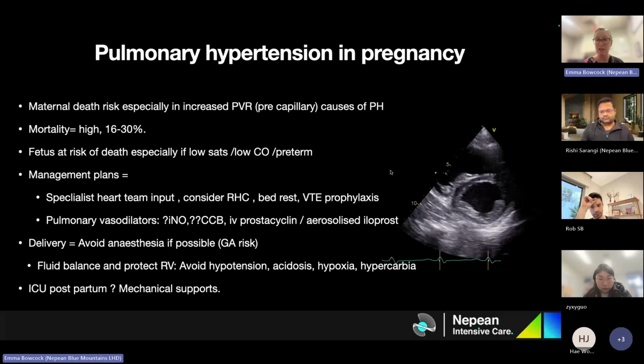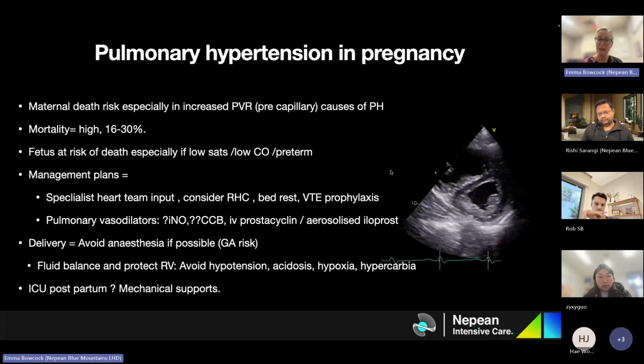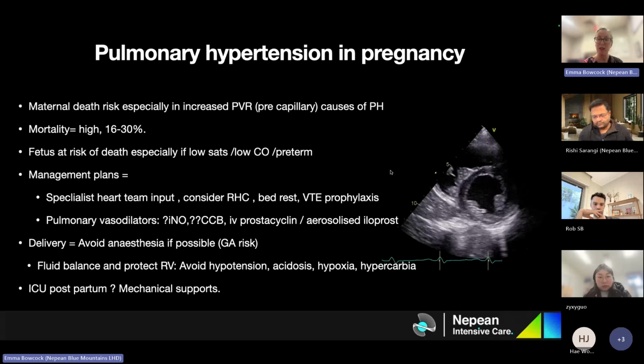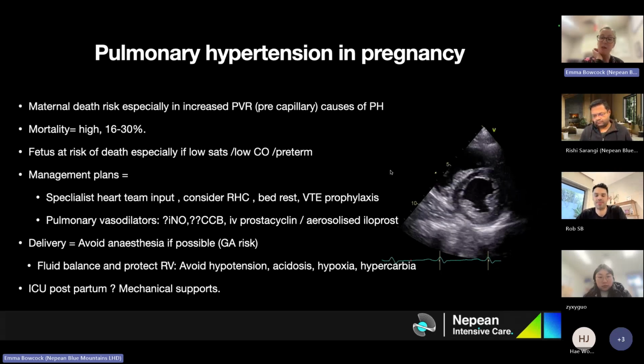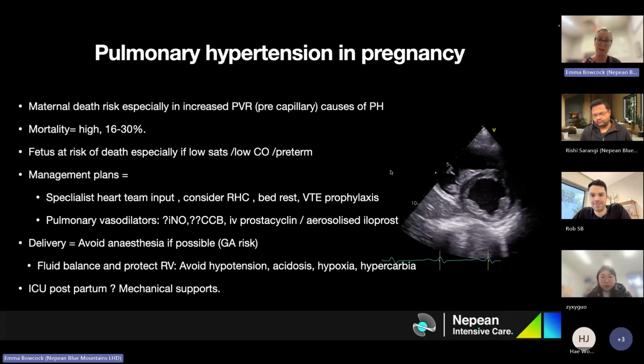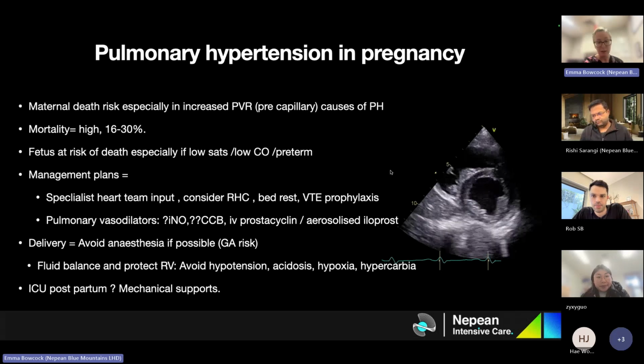And you just need specialist input straight away, because it's very much specialized in terms of what they might start and what can be teratogenic and things like that. They're even more risky during the delivery and postpartum. Postpartum is a really, really high risk period as well. If you get them through the delivery, that's still a worrying period. You tend to avoid GA with them, all of those things to protect the RV really. But she just needs to go to somewhere where they look after these more regularly.